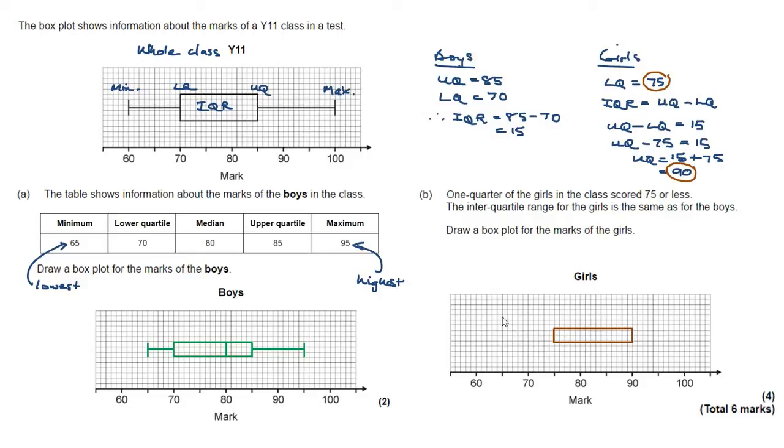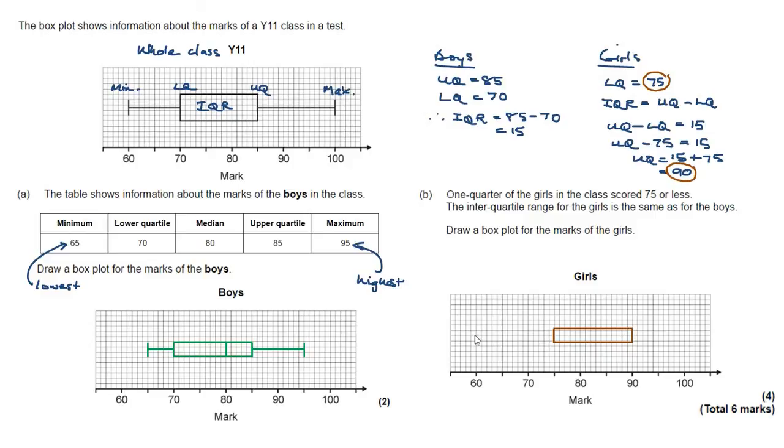If we go back to the boys, we can see that the minimum for the boys was 65, so the lowest mark a boy got was 65, and the highest a boy got was 95. Yet if we look at the whole class, somebody got a minimum of 60. So the lowest mark was 60 for the whole class, and that must have been a girl. If we look at the maximum mark, again, that can't have been a boy, so the maximum mark of 100 must have been a girl. So in fact, from here we can deduce the minimum and maximum for the girls.